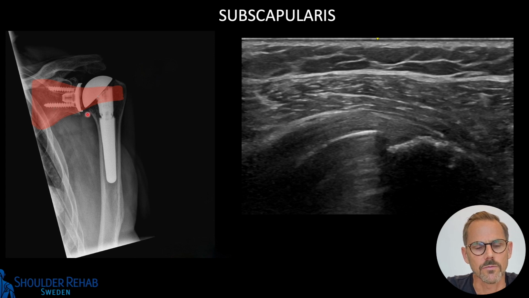If we look at the front of the shoulder, the subscap is detached from its insertion during the surgery, so the shoulder surgeon can fit in the stem and the prosthesis. And then once that is done, they reattach the subscap, so they have actually done a subscapularis suture.